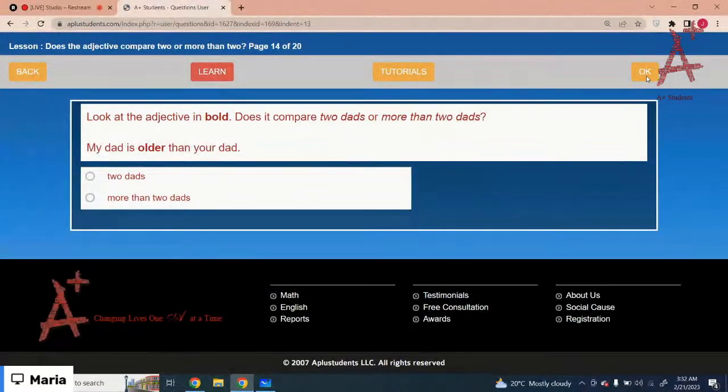My dad is older than your dad. Older, ER. Whenever you have an ER with the adjective, that would be the comparison between just two things. Got it? So it would be two dads. That is a comparison between my and your dad. Got it? So just two dads.